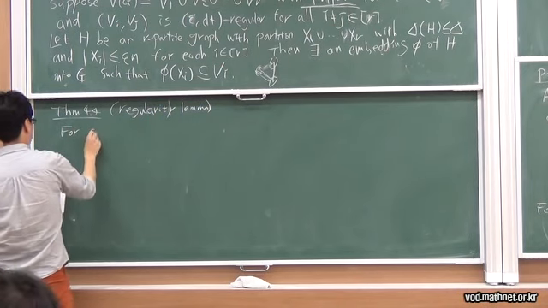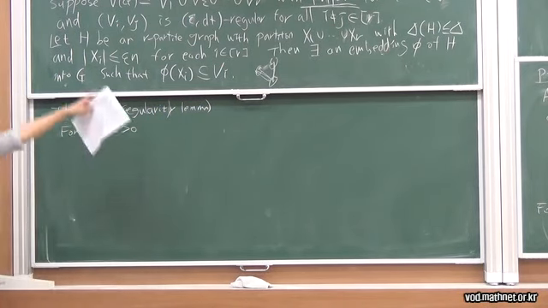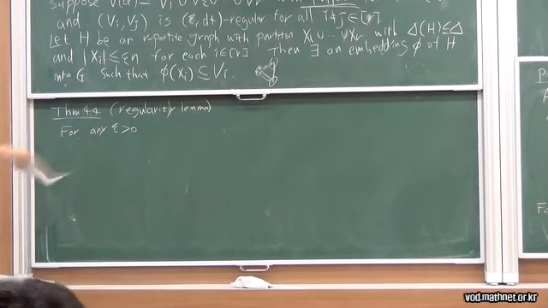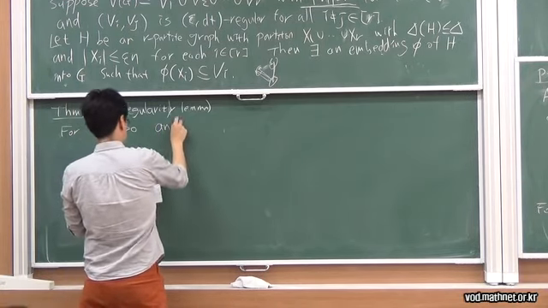So for any epsilon, so epsilon is the error parameter we want. We choose epsilon. We want to find the epsilon regular structure for whatever epsilon we want. And T.